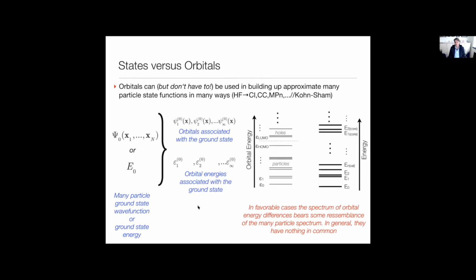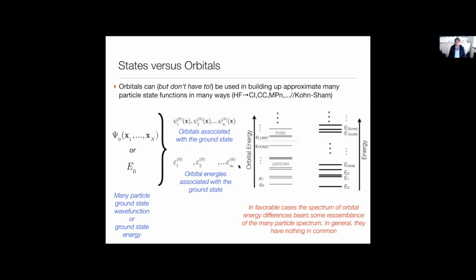There are many, many different ways to generate orbitals, and they're quite typically optimized for a given approximate state, right? So orbitals arise in the so-called independent particle wave function when the many-particle wave function is approximated by an anti-symmetrized product of 1-particle wave functions, which are the orbitals. And quite typically, these orbitals come with orbital energies, the so-called canonical orbitals. And since you normally optimize the ground state, these orbital energies are associated with the ground state.